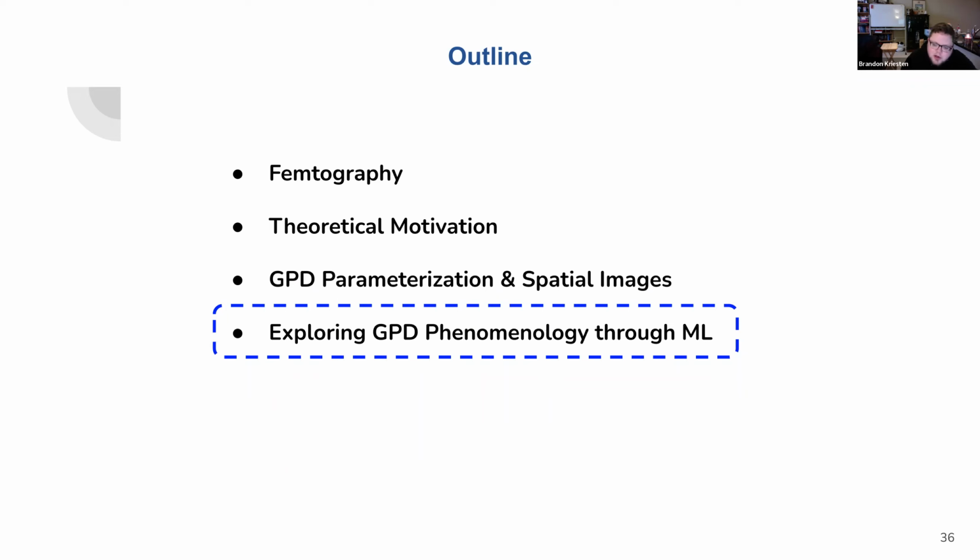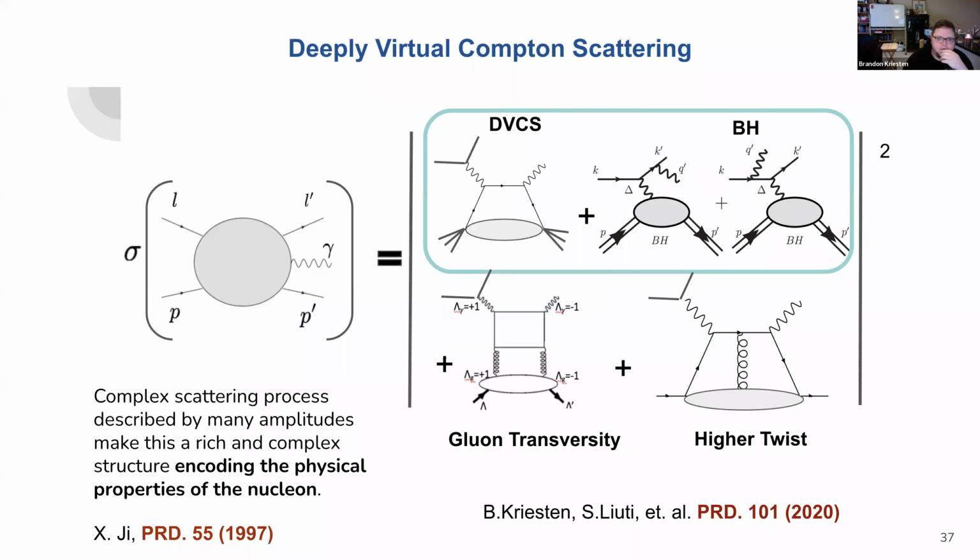All right, now I'm going to talk a little bit about some explorative ideas we've had in terms of GPD phenomenology, and also the utilization of machine learning and artificial intelligence. So I described before this GPD process, deeply virtual Compton scattering, which is lepton-proton scattering into a final state of lepton, proton, and real photon. And now this is a really complicated process. You have a lot of particles in the final state.